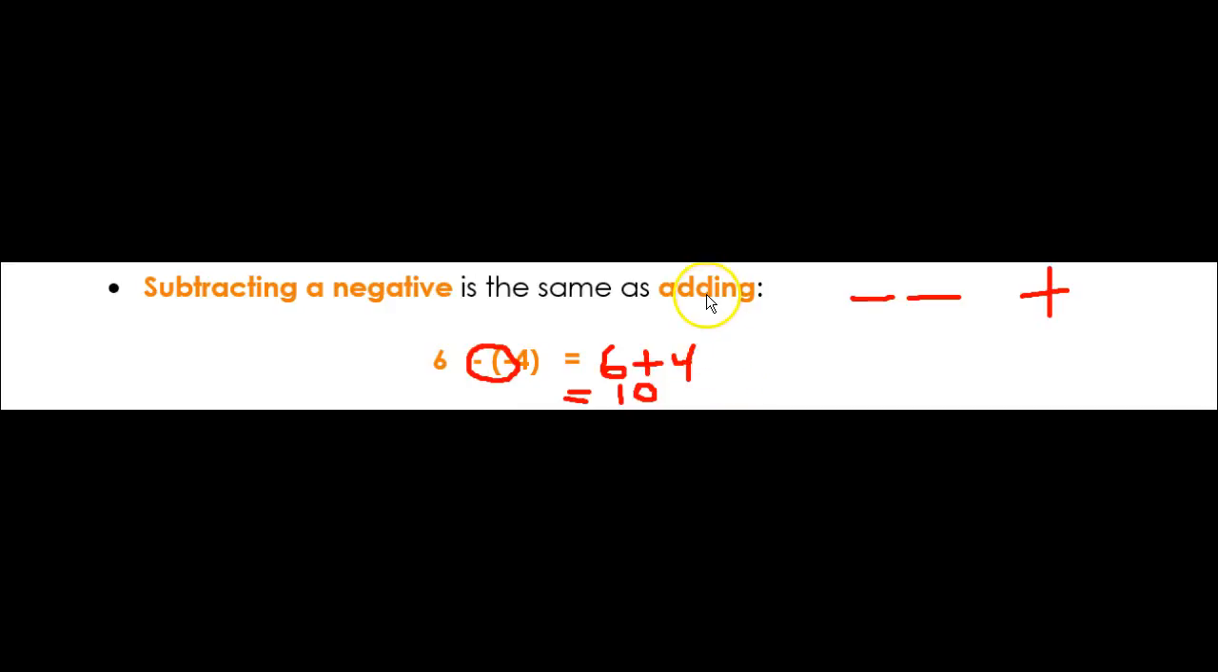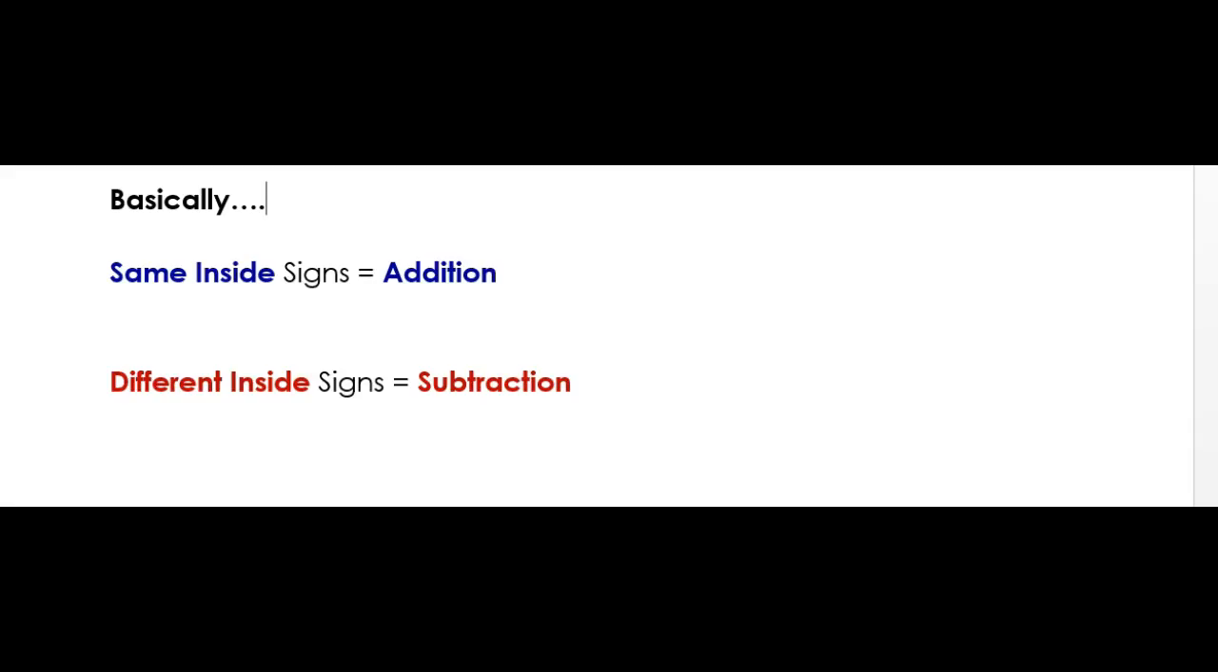All right, so let's go through one more set of rules that may help to simplify all of this for you. Maybe not, but hopefully, if you're still confused, this is an extra trick that will help. When you're adding or subtracting integers, a quick way to know what to do is that if you have the same inside signs, the same sandwiched signs, that means addition.